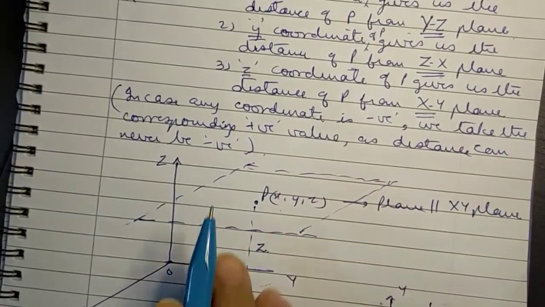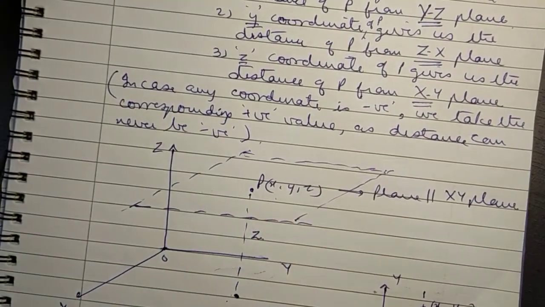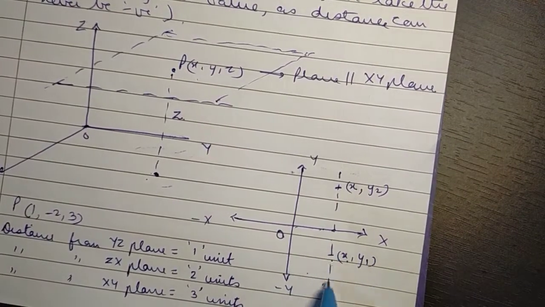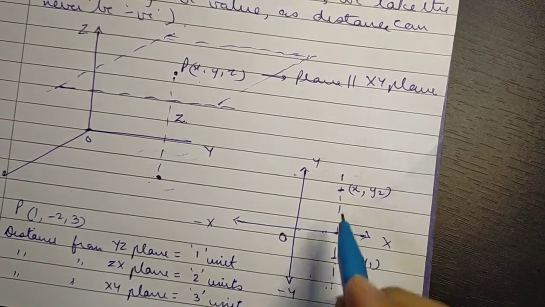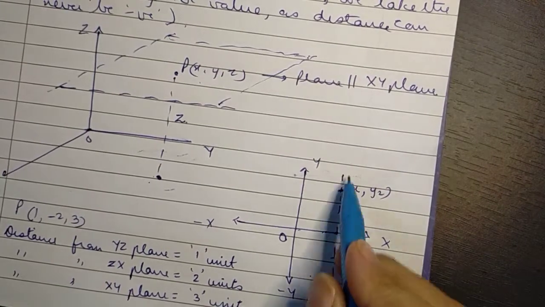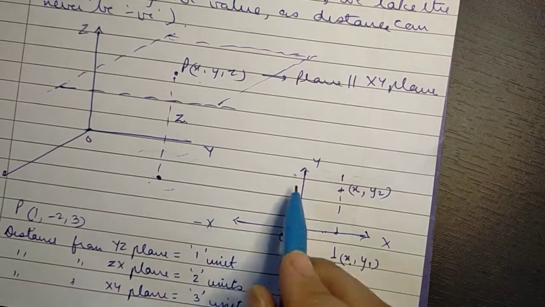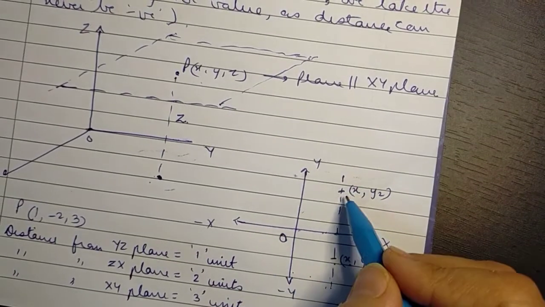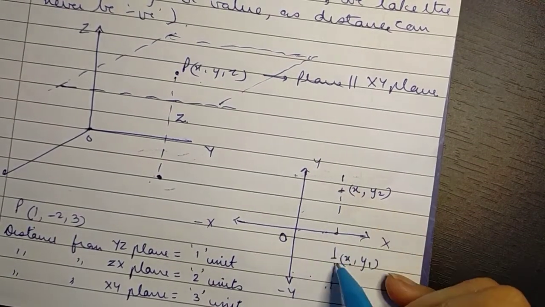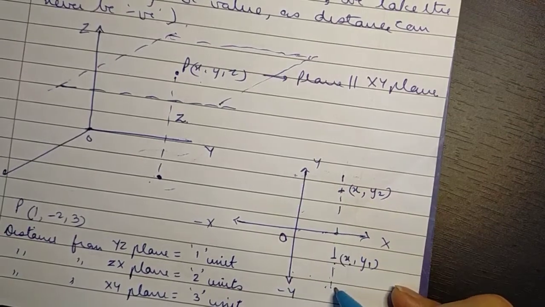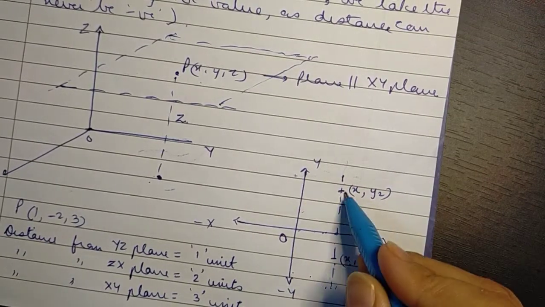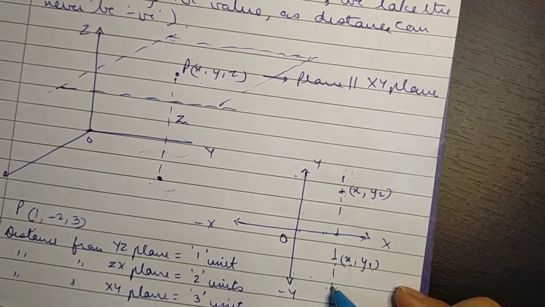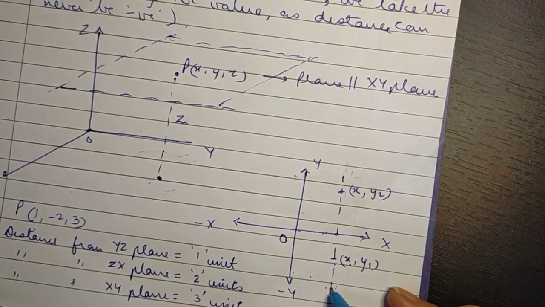Okay, now another way of doing this is simply as an extension of 2D. Now we know that if you have a line which is parallel to the y-axis, then what happens along this line? What do we see? Only the y coordinate changes, the x coordinate remains the same throughout.